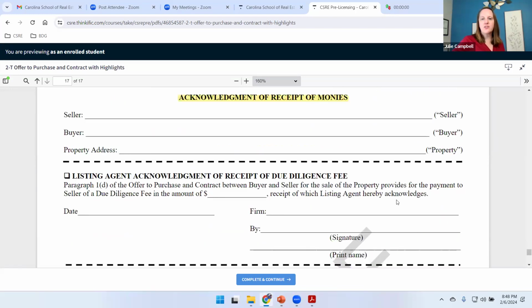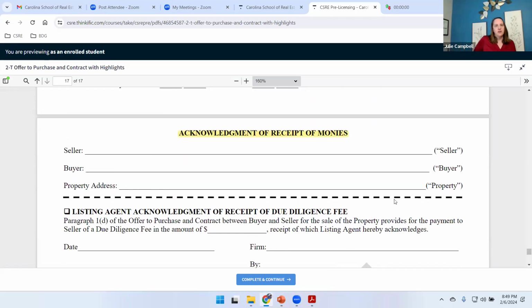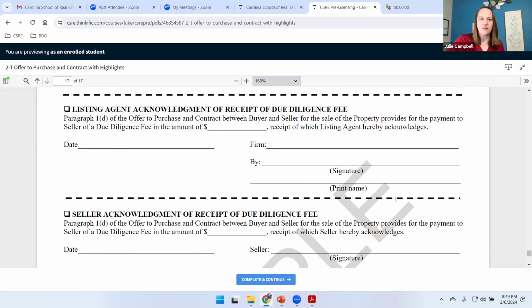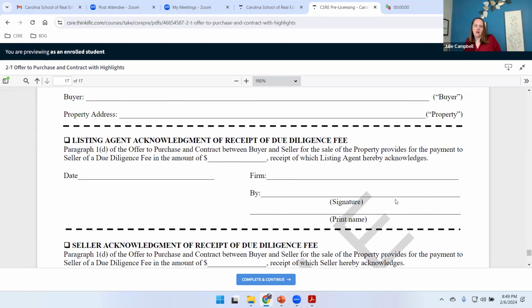And then the last page, there's money change in hands. So good rule of thumb, when money changes hands, somebody needs to sign off acknowledging receipt. So first off, let's talk about the due diligence. Well, let me back up for a second. You're negotiating the offer. We come to terms. Everybody signs and communication of acceptance crosses the line.